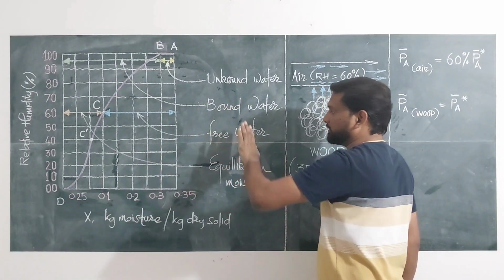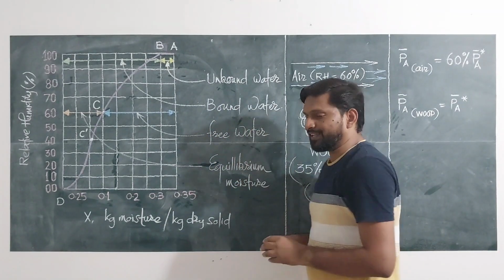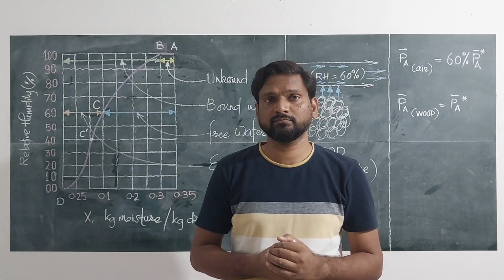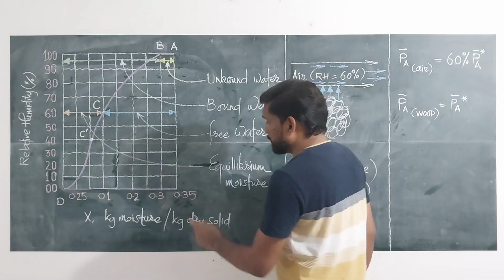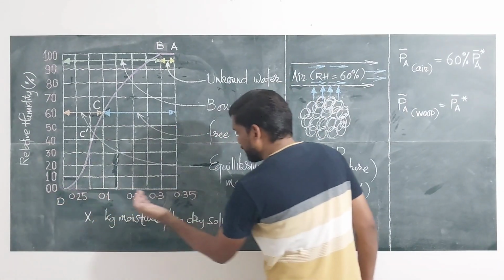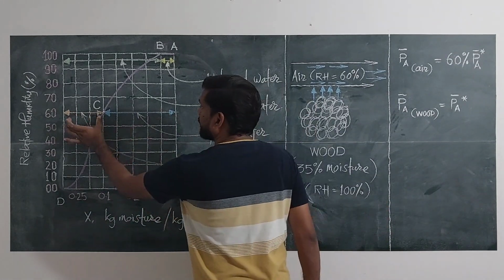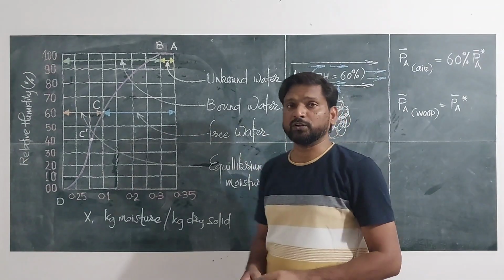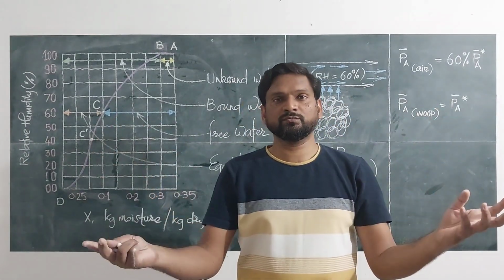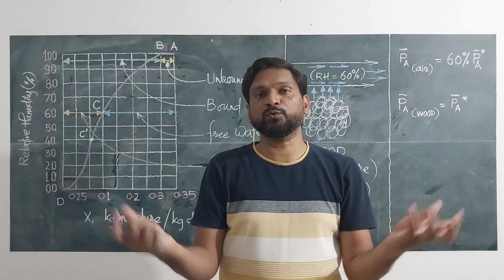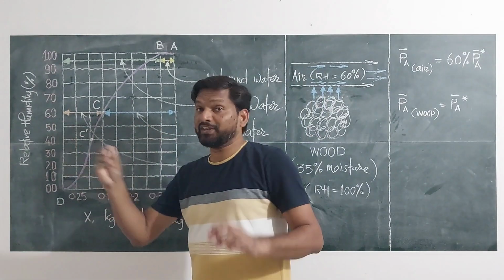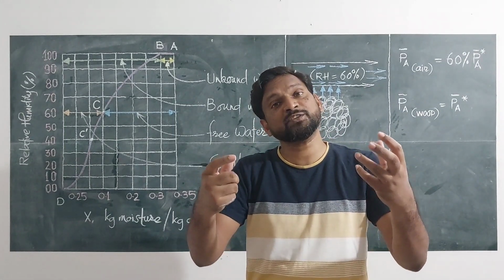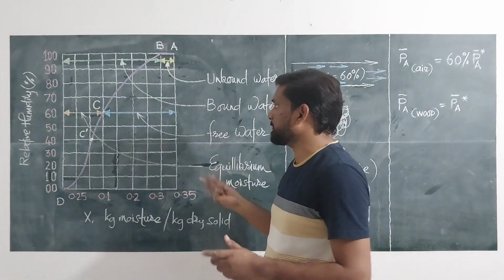Now what is free water? Free water is that which we can remove from wet solid. Means total moisture content minus equilibrium moisture content would be the free water. This is the free water. It is free to be removed. Why is it free? It is free to be removed. Beyond the equilibrium point we cannot remove, but up to the equilibrium point we can remove, because the water is free to be removed by the drying process.